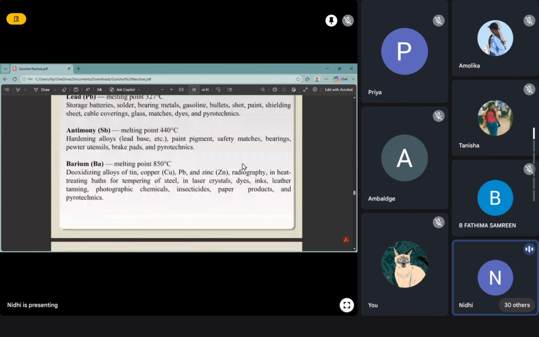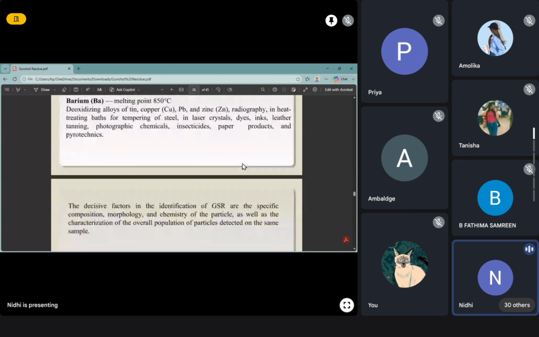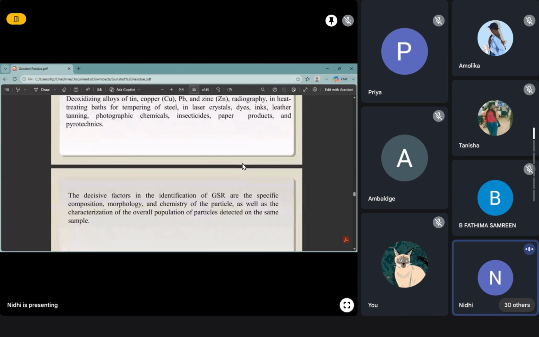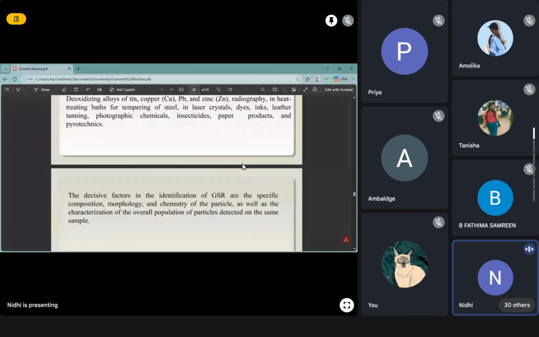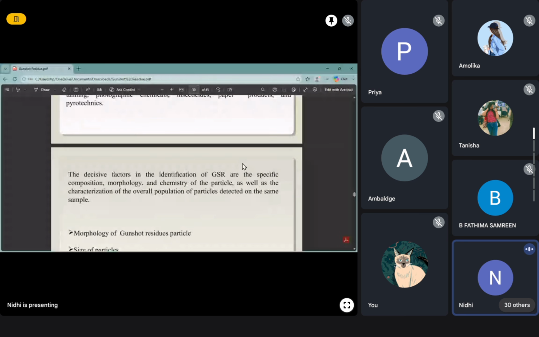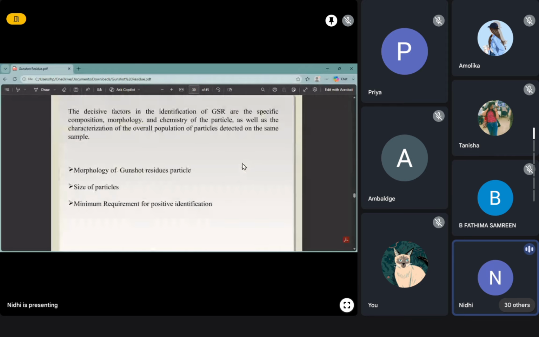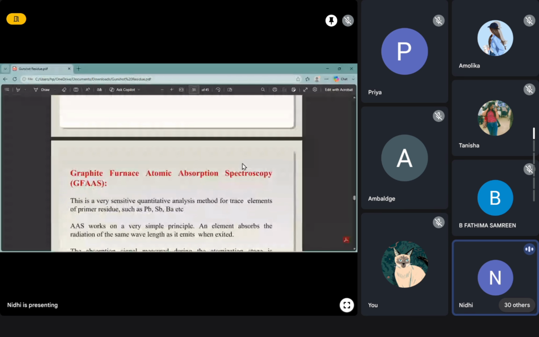Okay. Then comes barium, whose melting point is 850 degrees, and it is a deoxidizing alloy of tin, copper, lead, and zinc. Radiography, heat treating baths for tempering of steel, laser crystals, dyes, inks, leather tanning, photographic chemicals, insecticides, paper products, and pyrotechnics. Then the decisive factors of identification of GSR are specific composition, morphology, and chemistry of the particles, as well as the characterization of the overall population of particles detected on the same sample. This is very important for you.